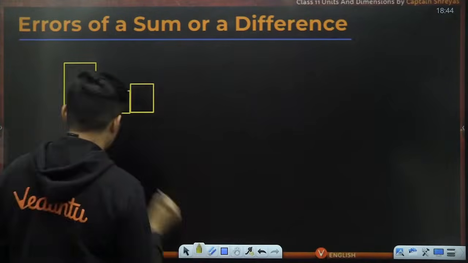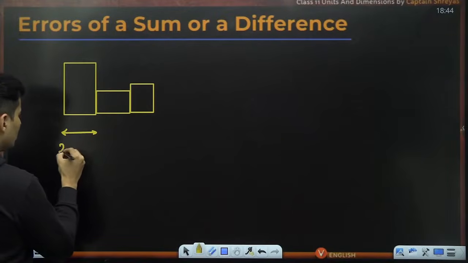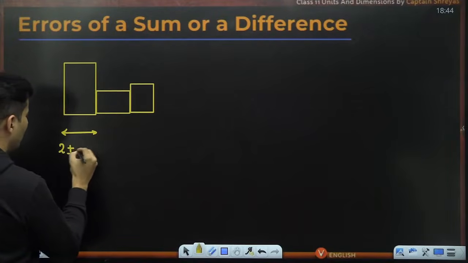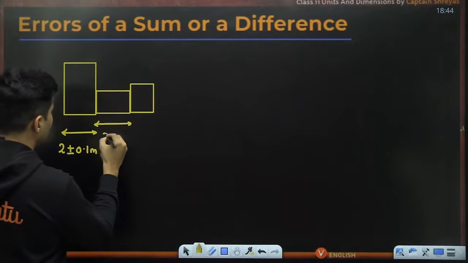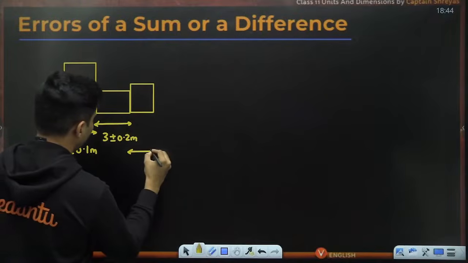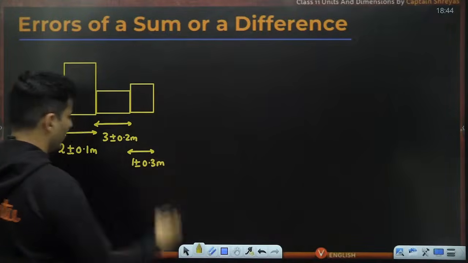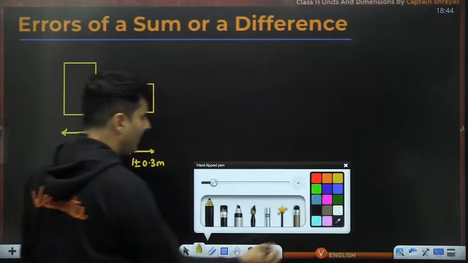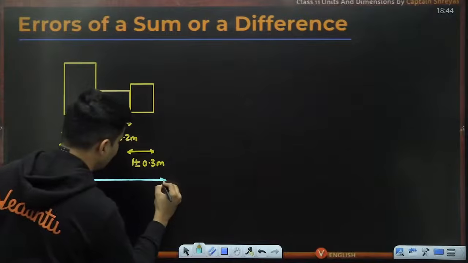Okay. And I tell that, listen, this particular thing is probably 2 plus minus 0.1 meter. This thing maybe is 3 plus minus 0.2 meter. This thing maybe is 1 plus minus 0.3 meter. So now if I ask you, what is the total length when I'm placing them together?